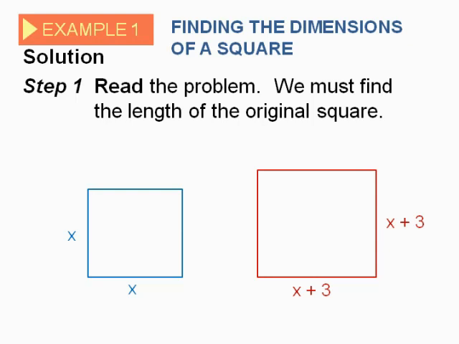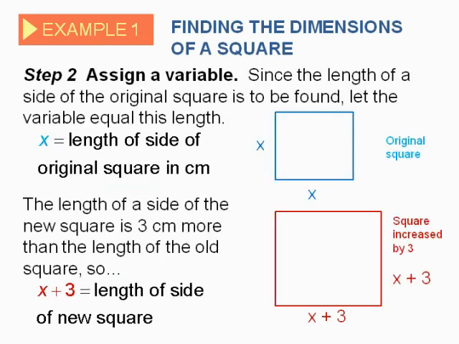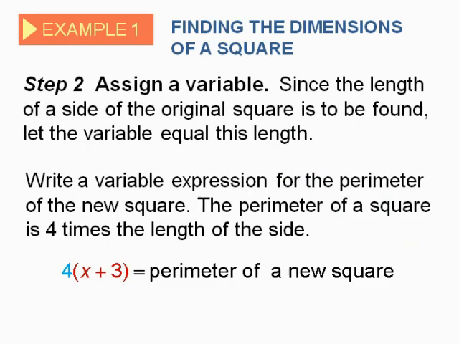So on the left, we're going to go ahead and label the sides of the original square x. And the square that's 3 longer, we'll go ahead and call x plus 3. And we're showing that again in this graphic here. So if the original square side is x, the square increased by, now you have to know increase means add, is plus 3. So there's another look at that.